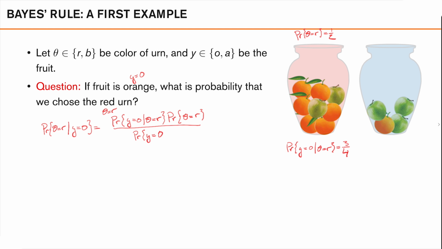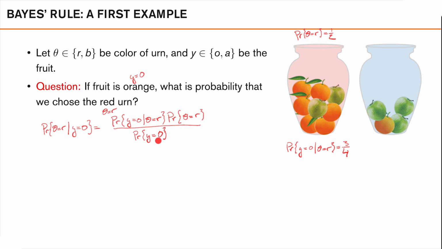So we see that we get this factor here, which is the probability that we pick an orange if we know that we choose from the red urn, which we know to be 3/4. And this factor, which is the probability that we have chosen the red urn without making any observations, right? So this is 1/2. And then we get this factor here, which is the marginal probability of choosing an orange. So we know this one, we know this one. Now, how can we calculate this one?